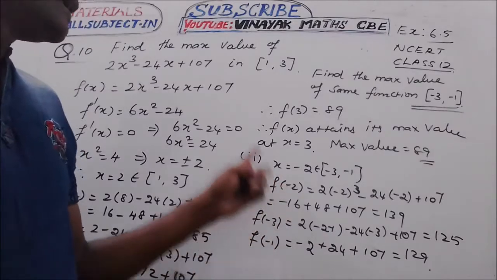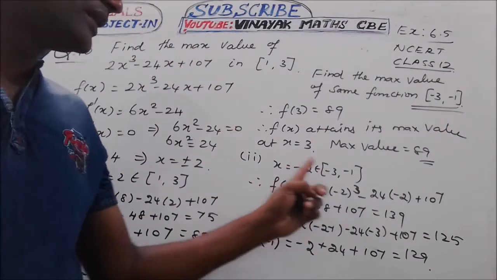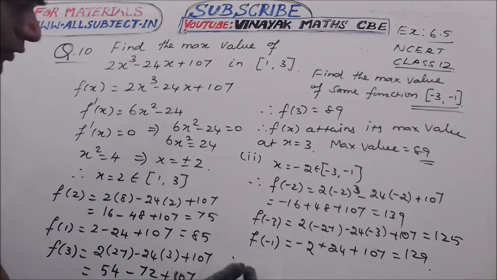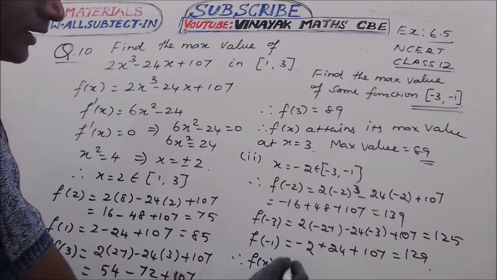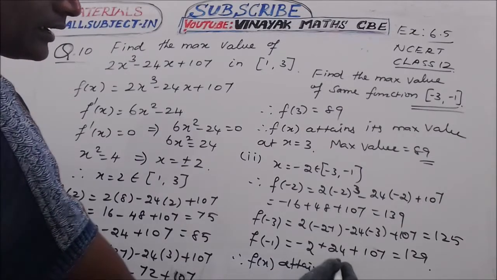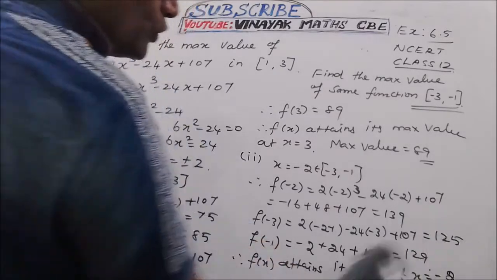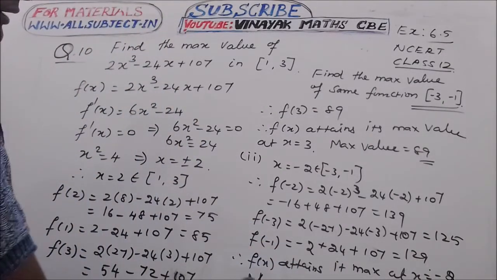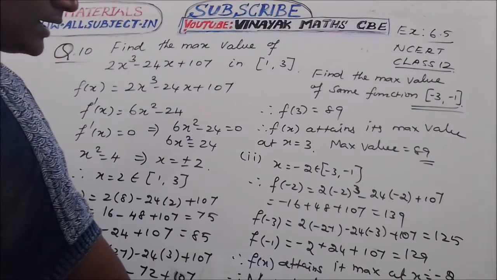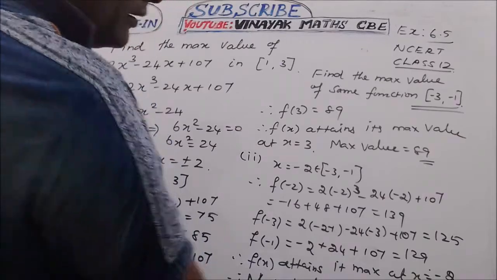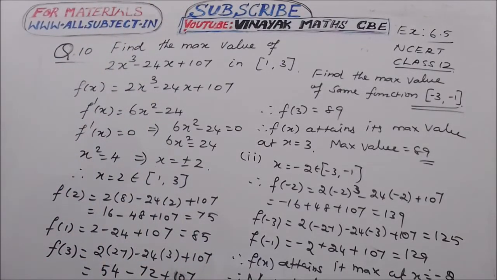Therefore, the function f of x attains its maximum in the interval minus 3 to minus 1 at x is equal to minus 2. The maximum value is, therefore, 139 at minus 2. That is the maximum value in the closed interval minus 3 comma minus 1.